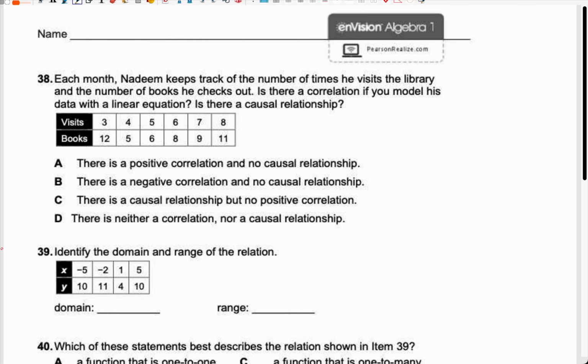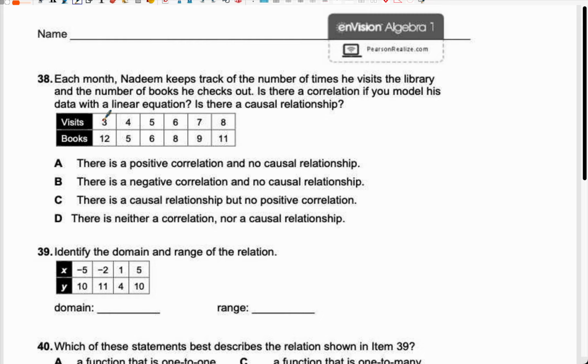What we're looking at here to tell if it's a correlation, we want to see as x increases, does y increase or does y decrease? If y increases with x, then that would be a positive. If y decreases with x, then that would be a negative. Well, this one's tricky because of this first one right here.